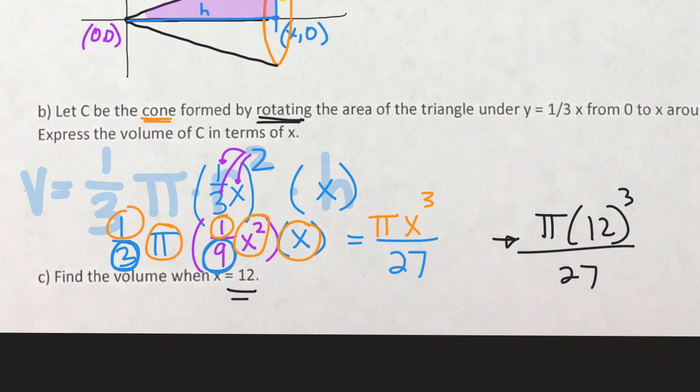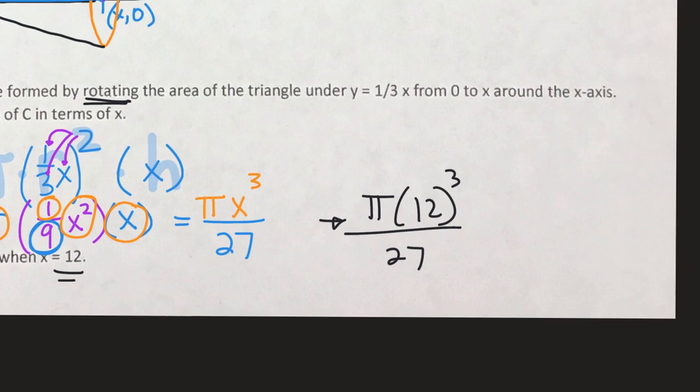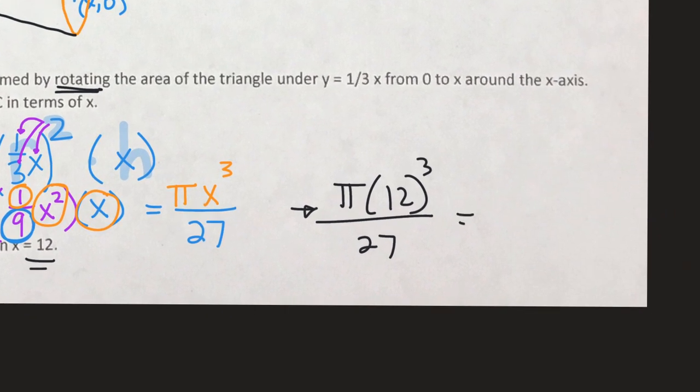Okay, and I don't have a calculator, so hang on, pause. Okay, so I got a calculator and I put this in and I got a final answer of 64 pi, in cubic units because it's a volume.